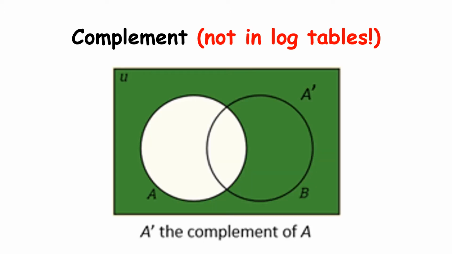Here we have complement. So where you might complement somebody, you have something that they don't, and vice versa. Notice that this is not in the log tables. A complement, it has just a little dash up like this, and it means everything that's not in A. So it's the opposite of A. So notice how A is the only thing that's not shaded.